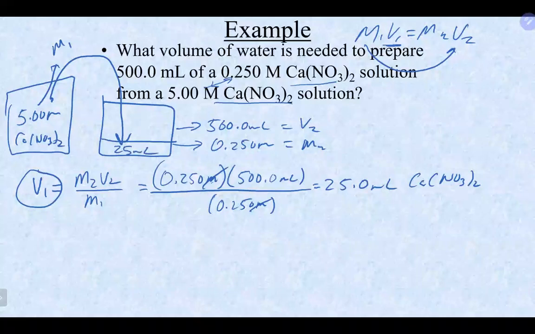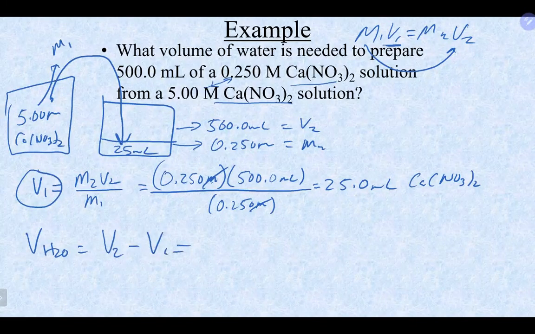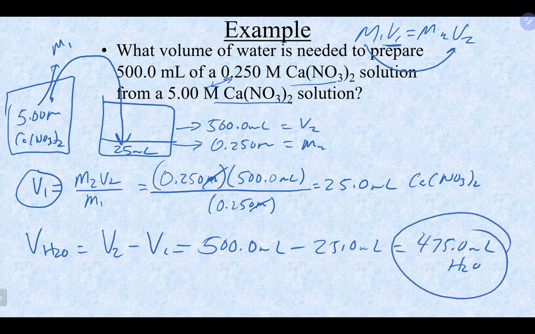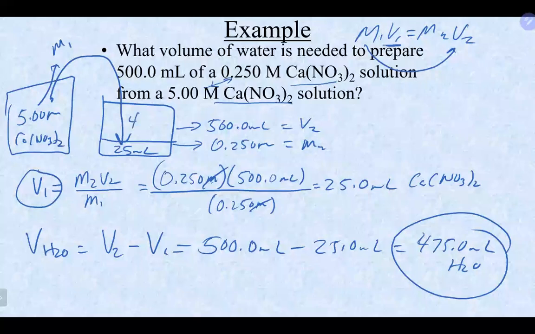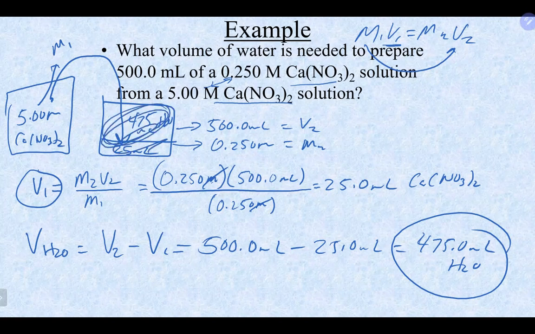So once again, to find the volume of the water, we'll take our final volume minus how much of the more concentrated solution we're using. In this case, we are looking at 500 milliliters total minus 25 we already put in there. That's going to give us 475 milliliters of water needs to be added. And that would mean that we would top this off at this point with 475 milliliters of water, give it a nice little mix and shake, and we would end up with a solution that's 0.35.